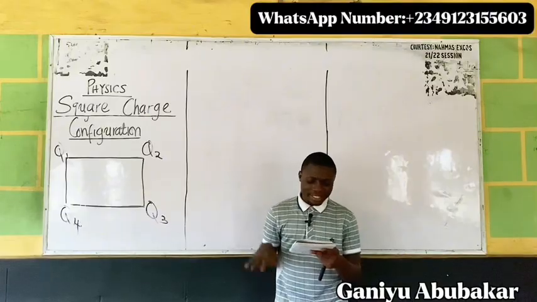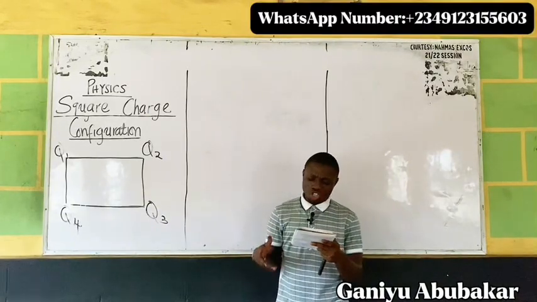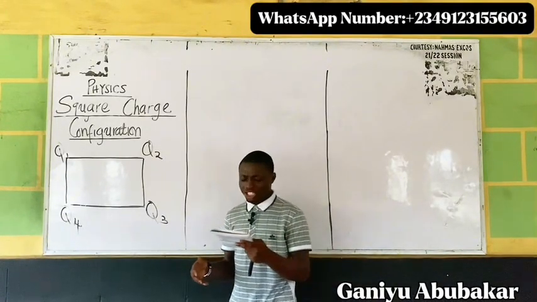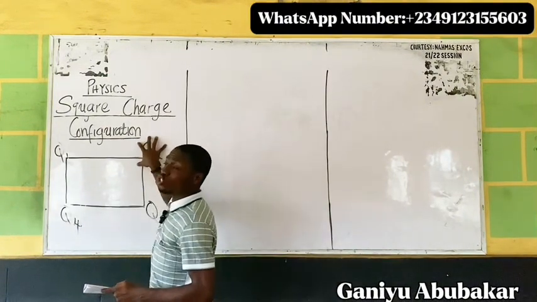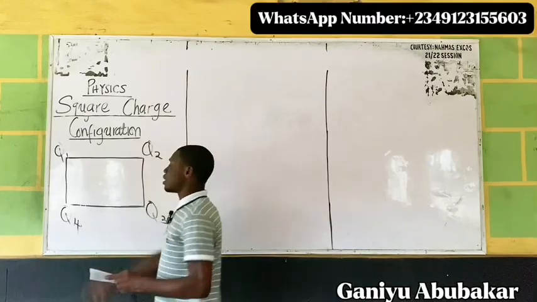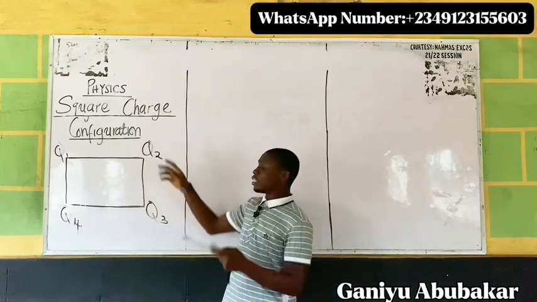It says to find the magnitude and direction of the resultant force on the charge Q2. So I'm looking for the resultant force on the charge Q2. That's F2 resultant. I'm looking for F2 resultant on the charge Q2.